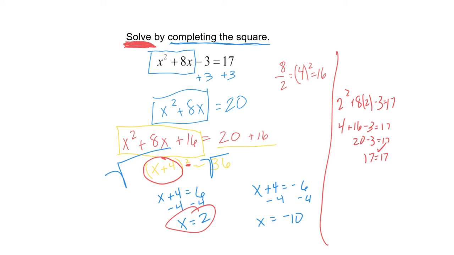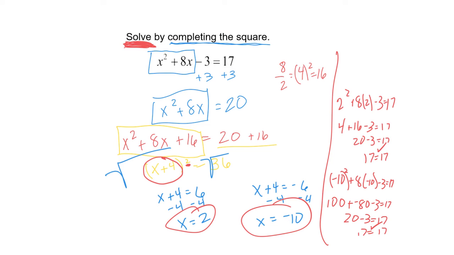Or x is equal to -10. So -10 squared plus 8 times -10 minus 3 equals 17. 100 plus -80 minus 3 equals 17. That's 20 minus 3 equals 17. 17 equals 17. Checks. So I know that is the solution to this equation.